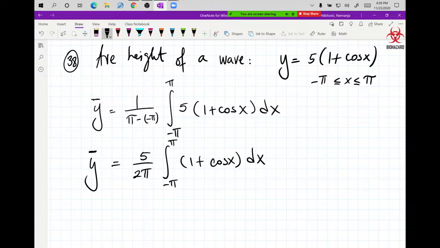Guys, we have a symmetric interval. And if you have a symmetric interval, you need to check whether the function is even or odd. And if it is, you get to be a little lazy. So cosine is even. 1 doesn't change evenness because it just shifts everything up or down. So yes, this is even, which means I can solve this by 2 times the integral from 0 to pi of 1 plus cosine x dx. That's us using the formula.